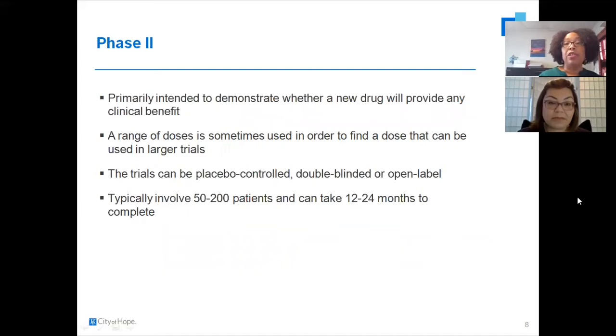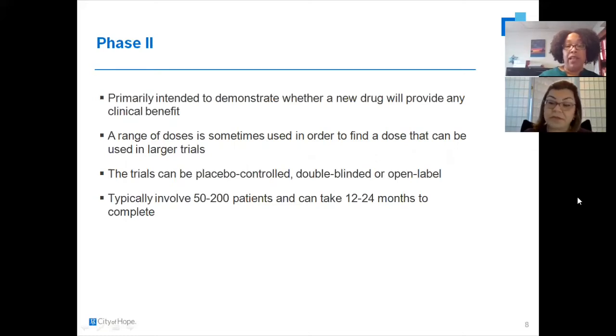Phase 2 trials are primarily intended to demonstrate whether a new drug will provide any clinical benefit. A range of doses is sometimes used in order to find a dose that can be used in larger trials. The trials can be placebo-controlled, double-blind, or open-label, and they typically involve 50 to 200 patients and can take up to 12 to 24 months to complete. So the purpose of the phase 2 trial is to determine if the drug is effective for that particular disease or condition being evaluated.